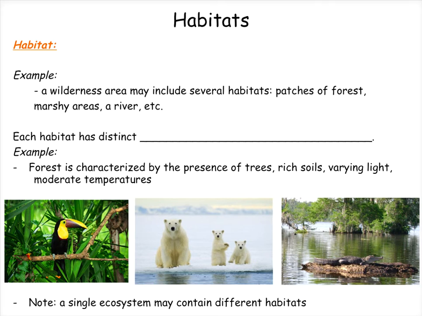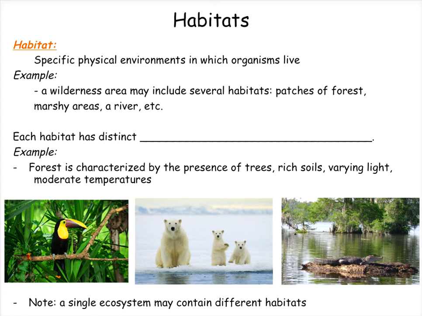Now that we've identified some important abiotic factors, let's discuss how these factors create and shape various habitats. We'll begin by defining the term habitat as specific physical environments in which organisms live. So, for example, if you investigate a wilderness area, you'll find within that area several habitats, or places that organisms can live. Everything from patches of forest, to marshy areas, to lakes or rivers within the area, and so on.